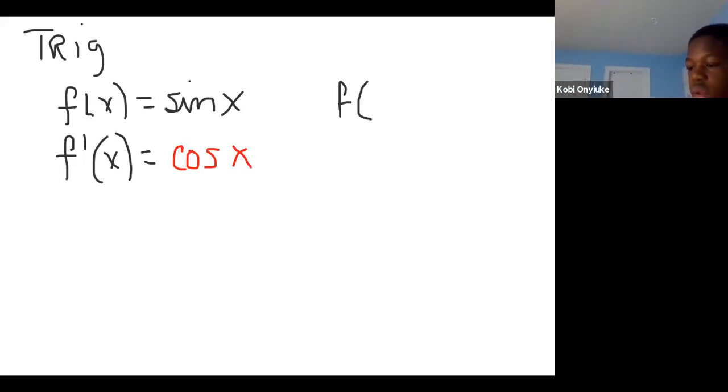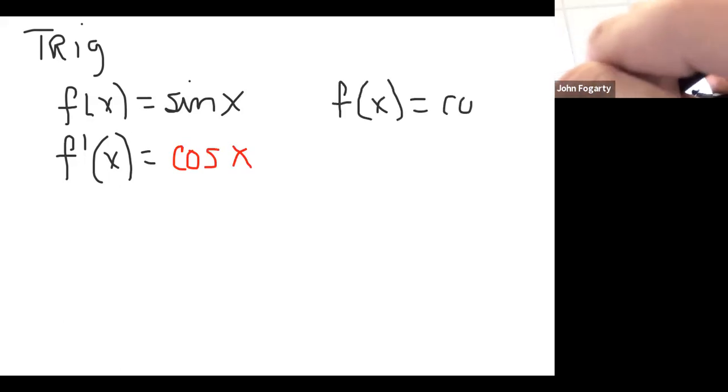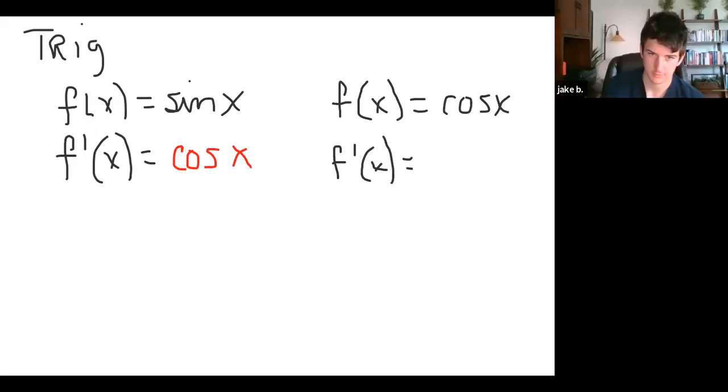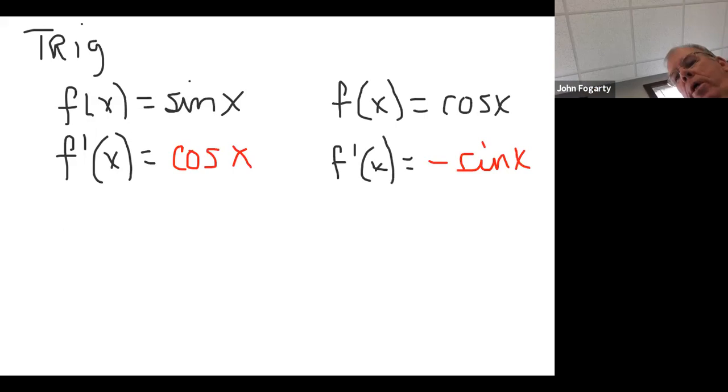If f of x equals the cosine of x, then f prime of x is what? The negative sine of x. The negative sine of x, all right? Everybody's clear on that, right? Nobody has any problem with that, right? Yes, no, maybe? Are we good?